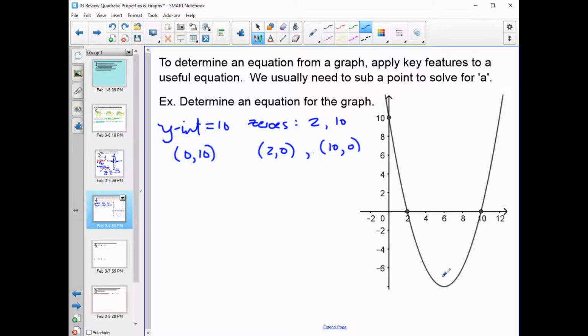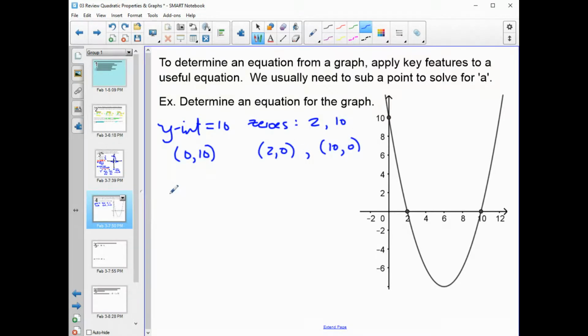I have no information as yet about the vertex. I have some indirect information. Because I know the zeros, I could go to the axis of symmetry, which we can see pretty obviously is here at 6. But the information I'm being provided most directly is here, and I'm being given the most information about factored form because I've got the zeros.